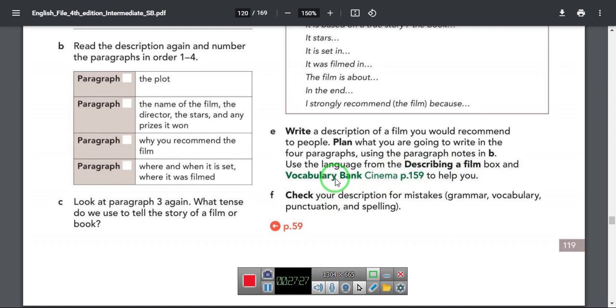Итак, теперь вам нужно написать подобную обзор на фильм. Выбирайте сами, используйте лексику, которая дана в vocabulary bank. У вас должно быть 4 параграфа, так же как здесь. Please write, check your description for mistakes, grammar, vocabulary, pronunciation, punctuation and spelling. Проверьте, напишите, проверьте на предмет ошибок и подгружайте, как обычно, в Classroom.